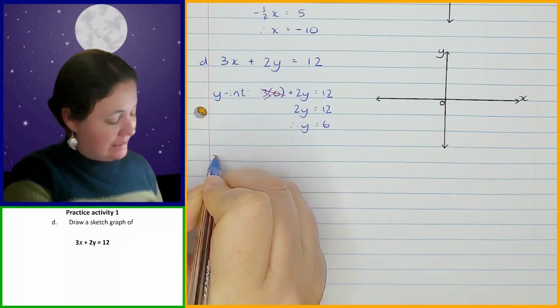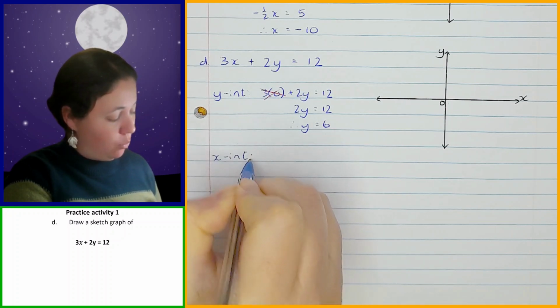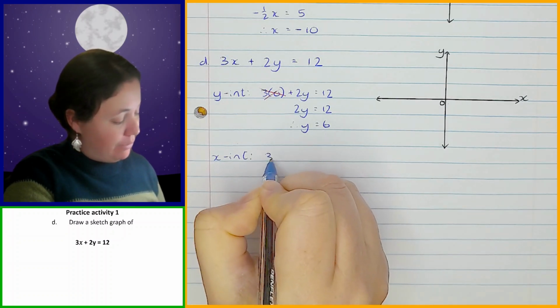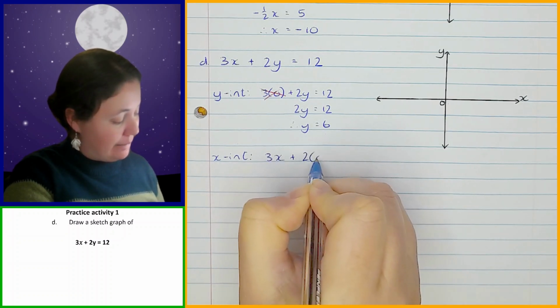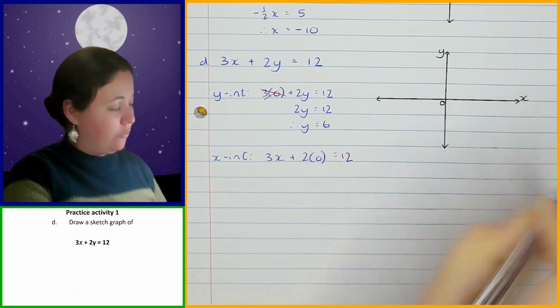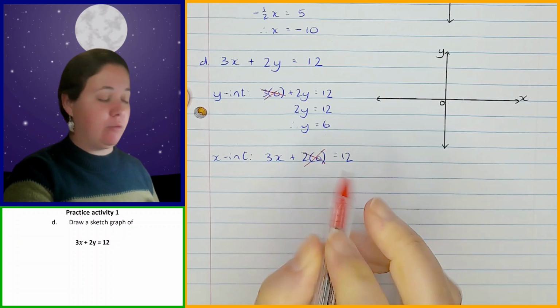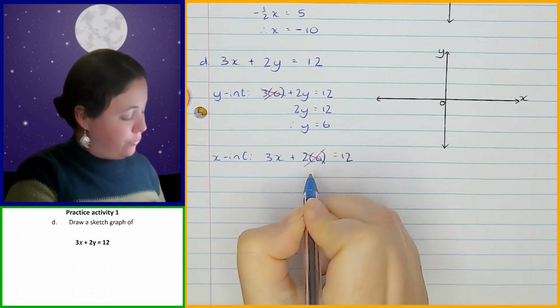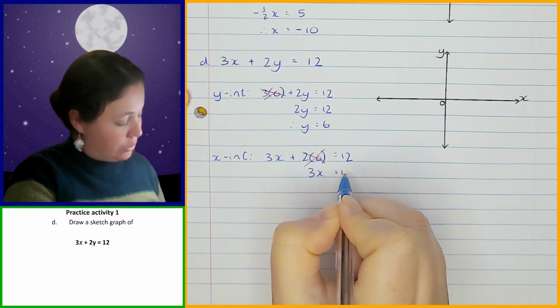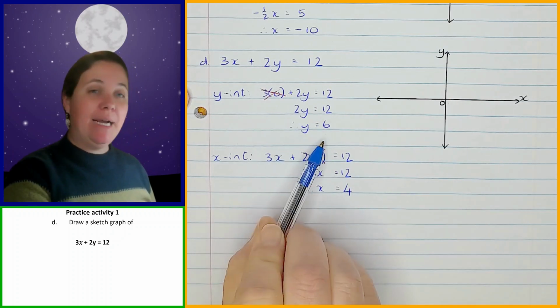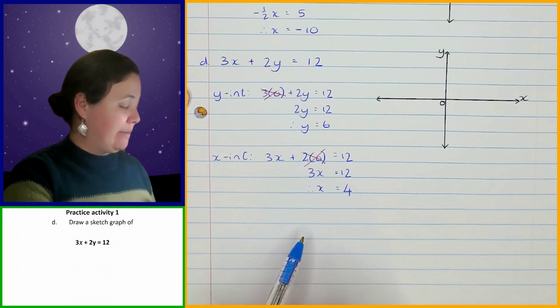Then our x-intercept, we're going to do the same way, but this time making y 0. So I'm going to have 3x plus 2 times 0 equals 12, which means that this term is going to cancel out because it becomes 0 when you multiply by 0. So I'm going to have 3x equals 12, which means that x is equal to 4. So my y-intercept is 6 and my x-intercept is 4.